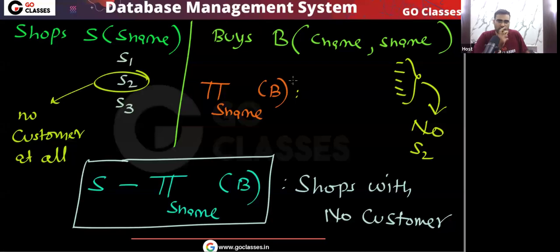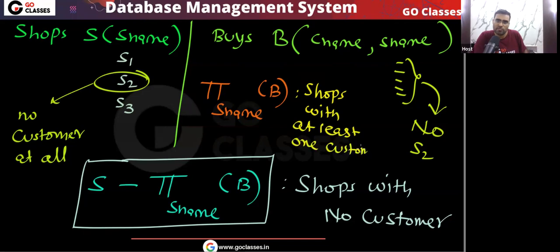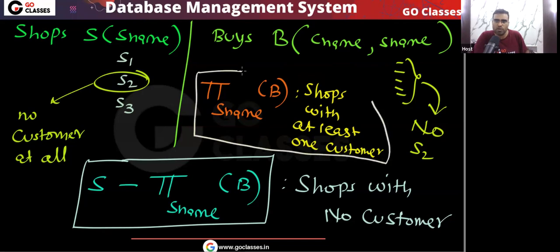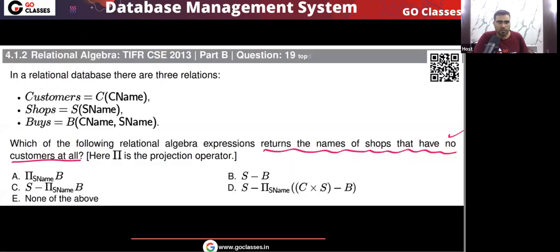This query will give me shops with at least one customer. Yes or no? Is this clear? Now from all the shops, if you remove these shops, then you will get shops with no customer at all. So finally the answer will be S minus pi B. Answer will be option C. Is this clear?